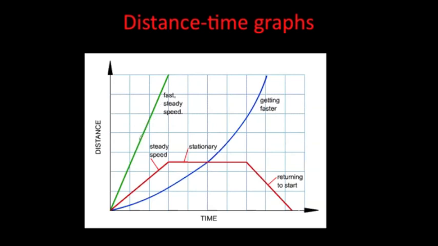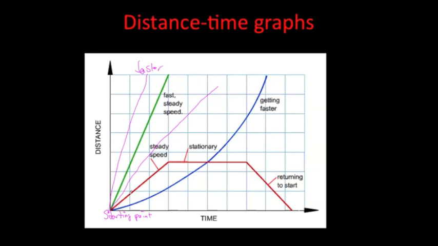Right here, the green line indicates someone that is moving away from the starting point at a fast, steady speed. If this line was steeper and straight, that would indicate a faster speed. If it was slightly less steep, it would be slower than the green line. This person would be moving slower than the green line, away from the starting point.